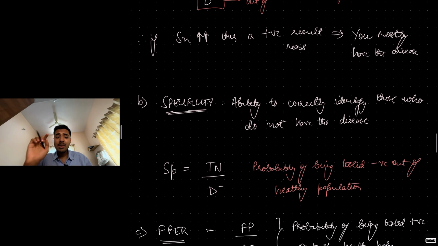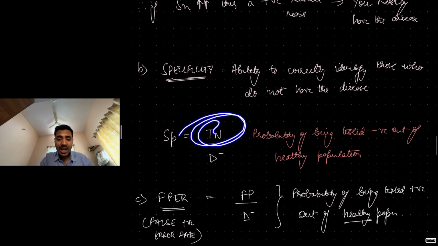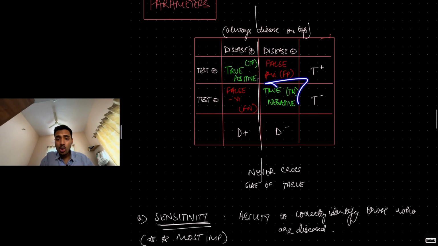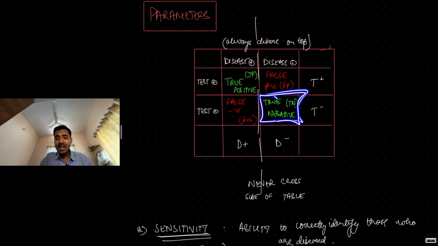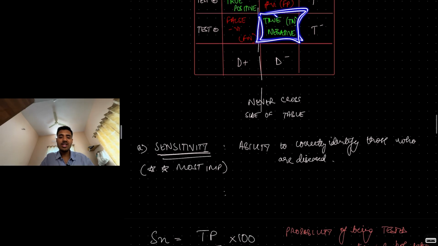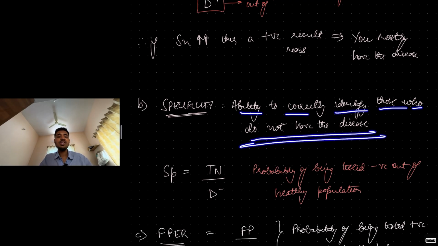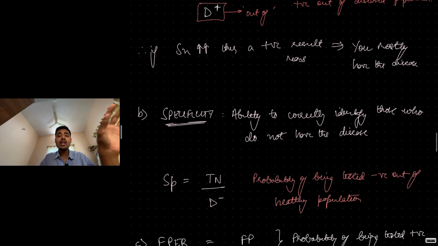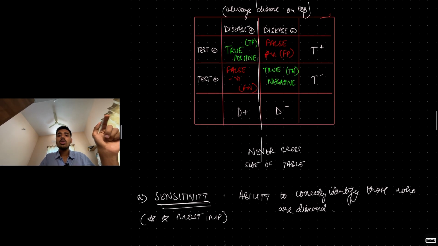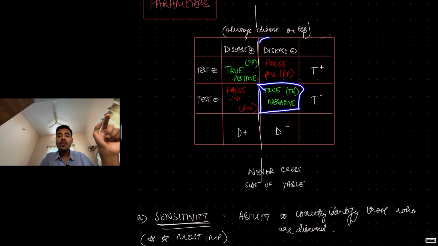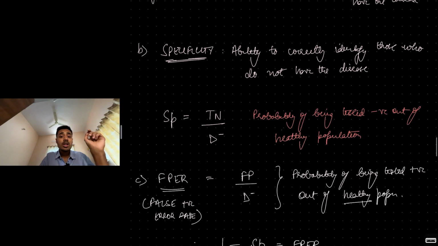Specificity means immediately you should think of true negatives. Once again, come here. True negatives. So, true negatives out of those who do not have the disease. So, what is specificity? Ability to correctly identify those who do not have the disease. The disease negative people. Correctly identify means true negative. So, true negative out of the disease negative population, those who don't have the disease. So, true negative out of disease negative.